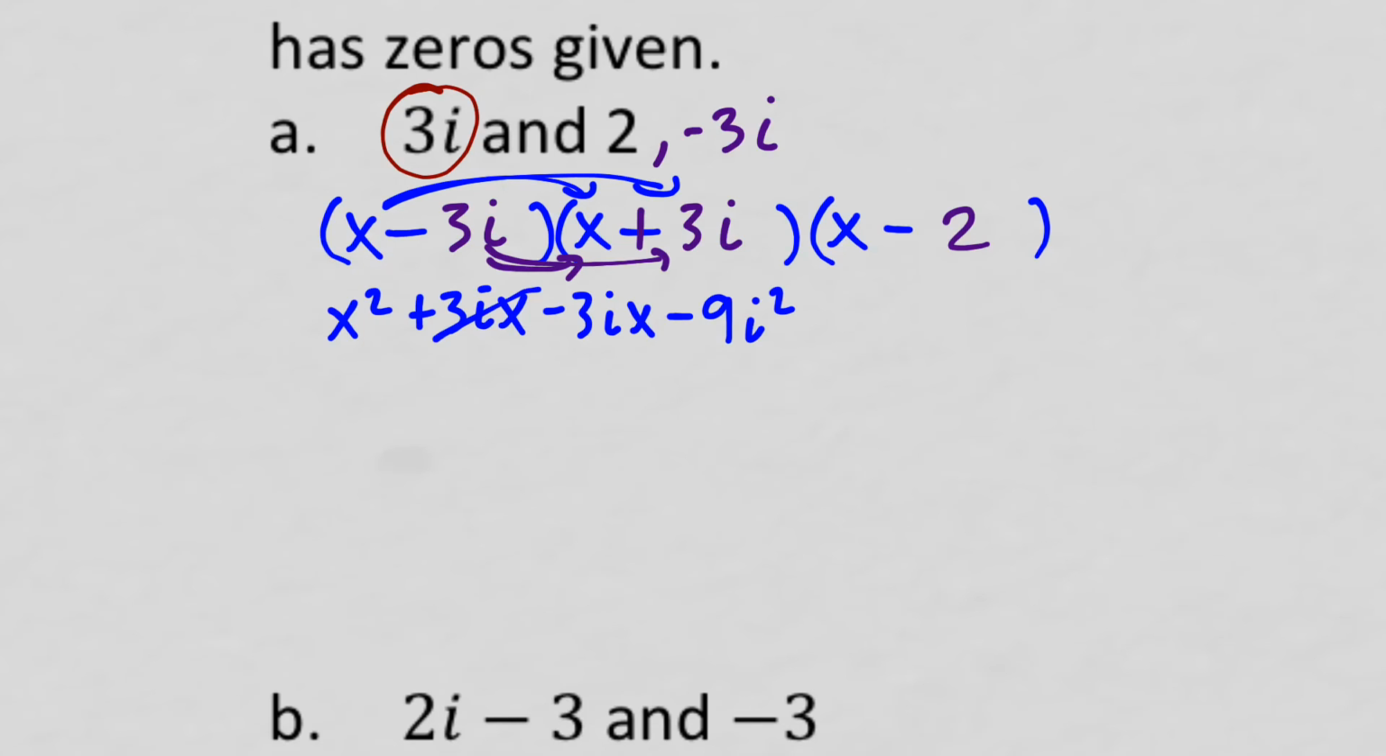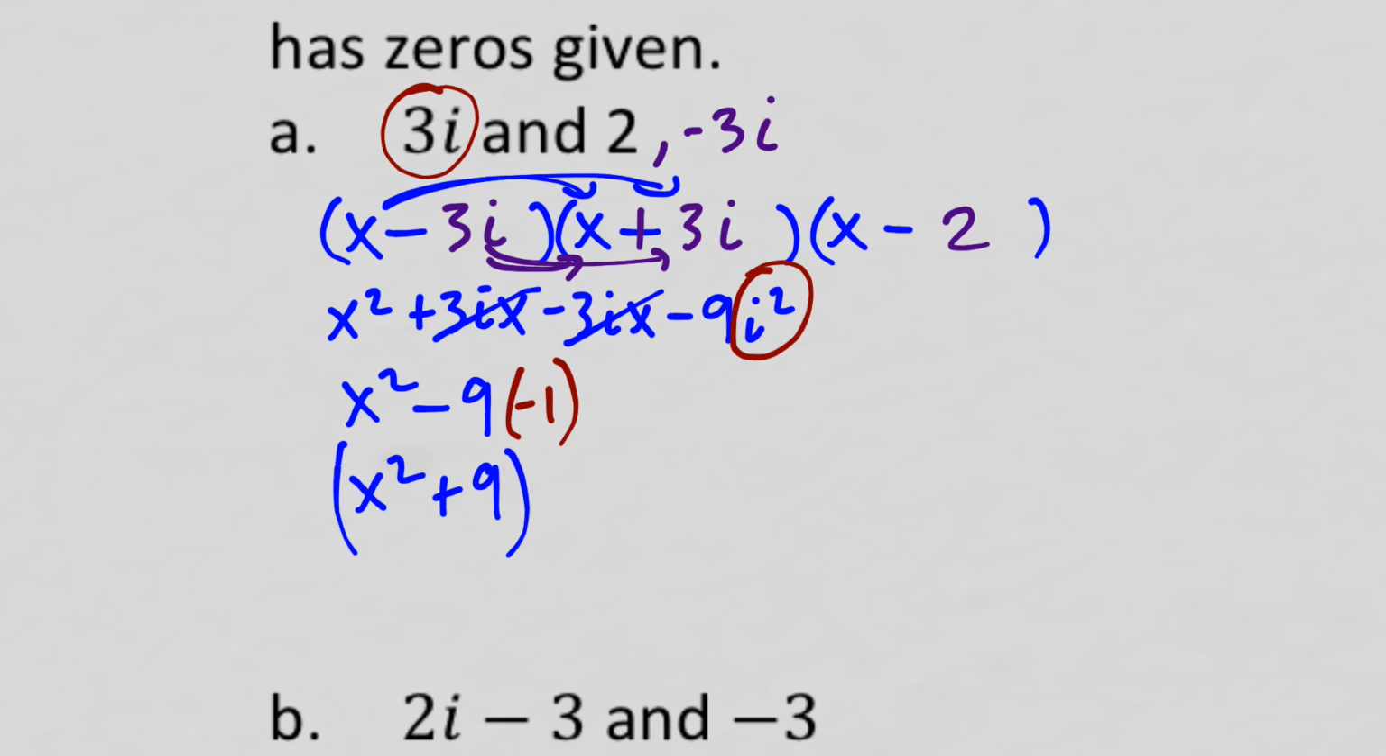Here what's going to happen is the 3ix and the negative 3ix will cancel, so it's just x squared minus 9i squared. And remember I kept telling you guys, think of i squared as negative 1, because that's what it is. i is defined as the square root of negative 1, so i squared is negative 1. So what you have is negative 9 times negative 1 right there. Which really means x squared plus 9. Right? Negative 9 times negative 1 is positive 9. And you need to multiply that times x minus 2.